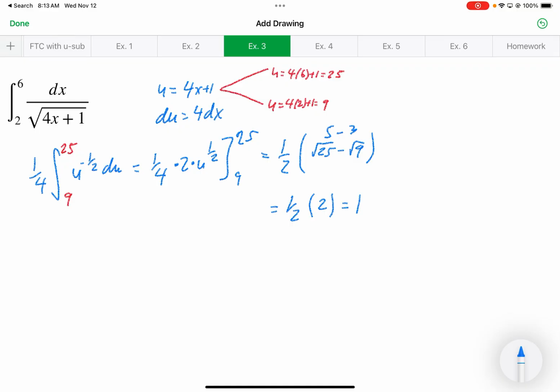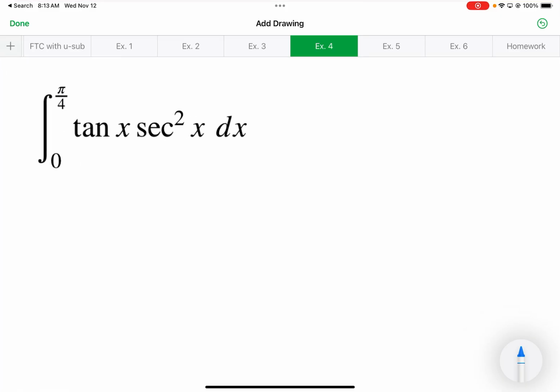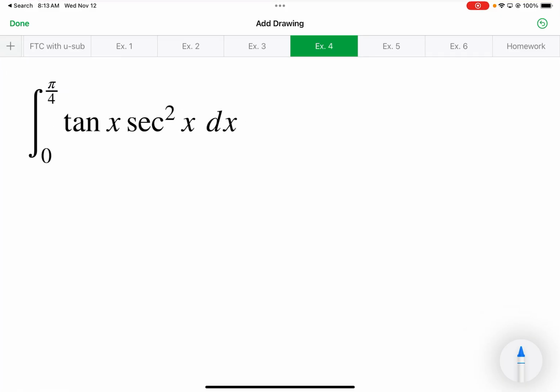All right, we feeling okay? You guys did great with FTC in the past when I taught it to you the other day. So adding in the u-sub, I can't imagine it's going to make it any more difficult. There are 2 ways that we can solve this problem. Tell me what you want to do.